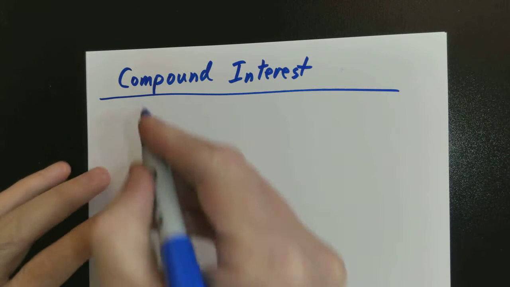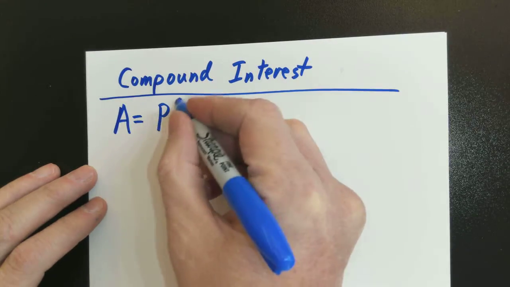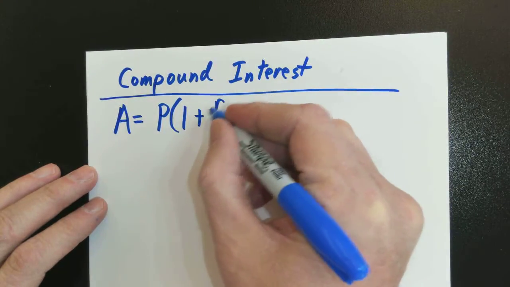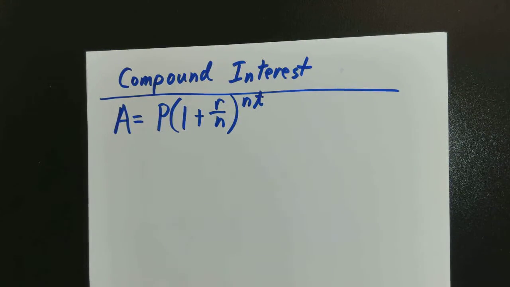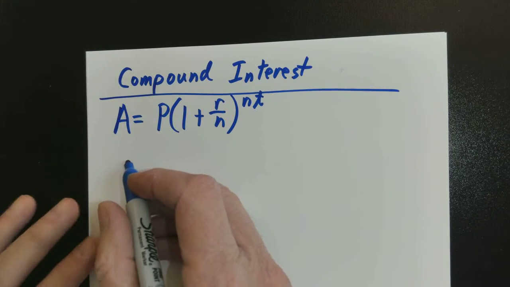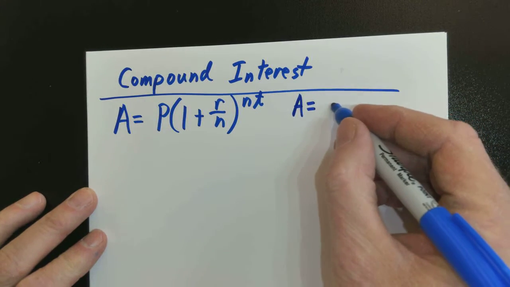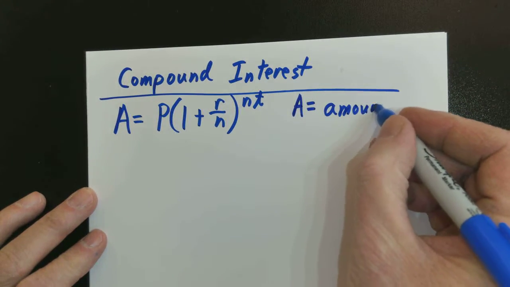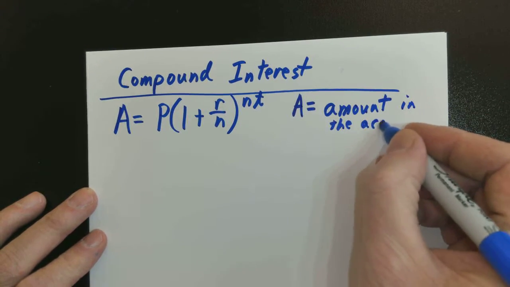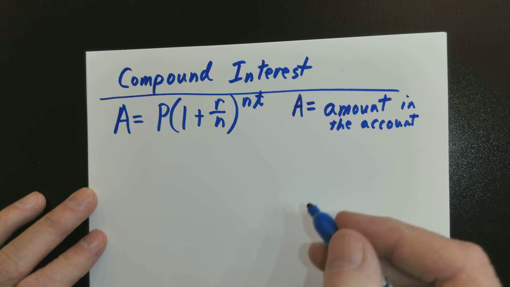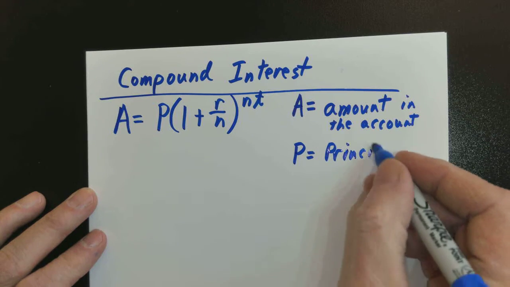So, compound interest. Here is one of the formulas. All right, and let's define. A is the amount in the account after it's been in for whatever length of time. P is the principal. Anybody know what the principal is?